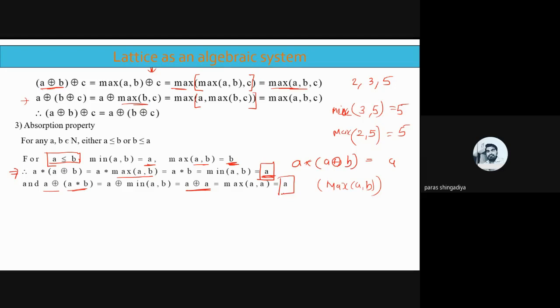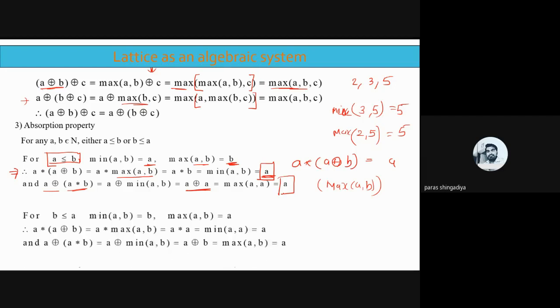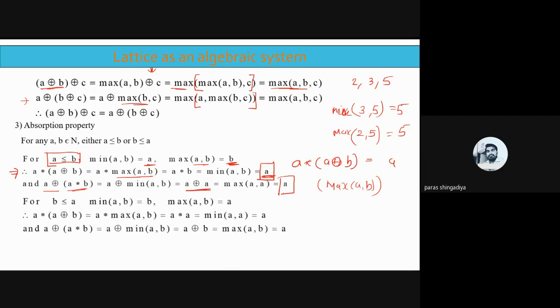ठीक है, same process you have to check for the B less than or equal to A case. ठीक है, B less than or equal to A, case number 2. So first check the minimum of AB, that is equal to B here because B is a smaller value, B less than or equal to A case, and maximum of AB, that is equal to A.